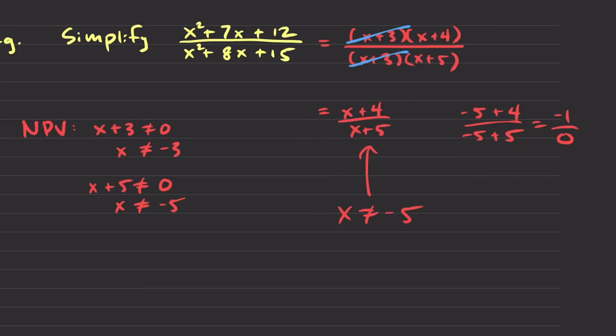So if we would like, we could write our NPVs as a set. So NPVs, I'll write negative 3 and negative 5. So when x is either one of those values, we have a problem in our expression.